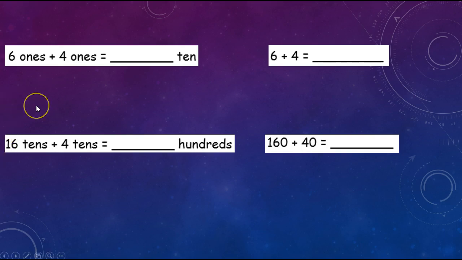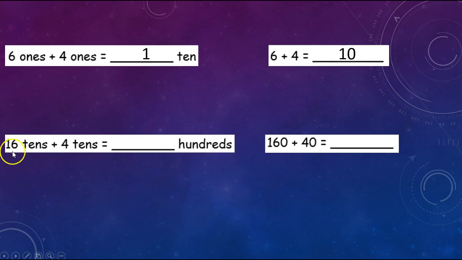Okay, so let's look and see how you did here. If we have 6 plus 4 ones equals how many tens? I hope you were careful here and you watched what you're putting. So what is 6 plus 4? Let's count on from 6. 6, 7, 8, 9, 10. How many tens do we have? Just 1. So we put 1 ten. So the number sentence would look like this. 6 plus 4 equals 10.